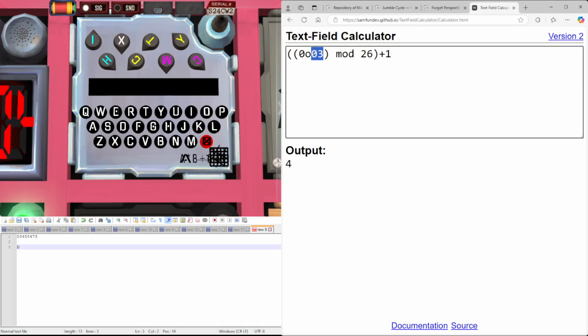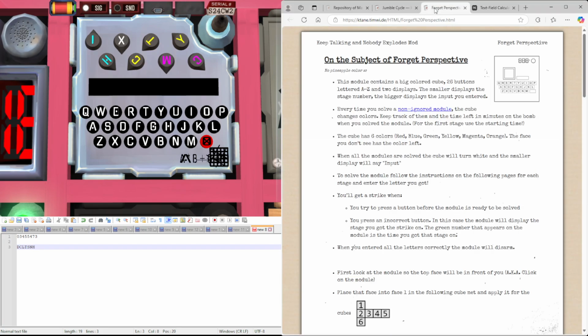Okay, so 3, 4 becomes C. 4, 5 is L. 5, 5 is T. 5, 4 is S. 4, 7 and 3. H. Okay.